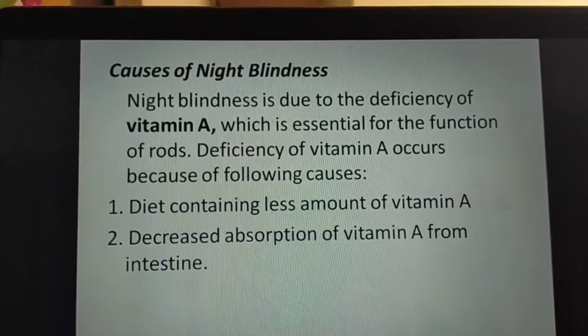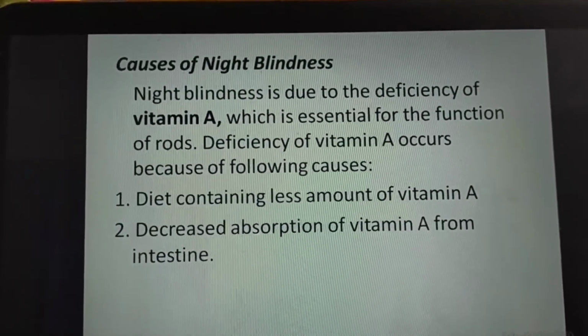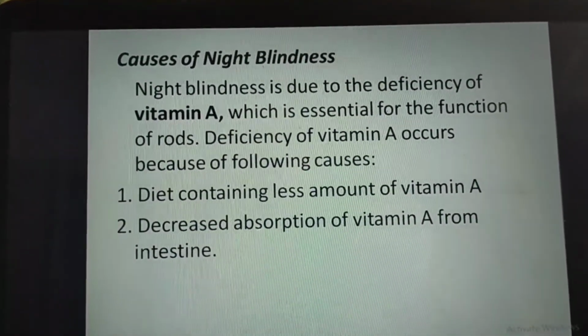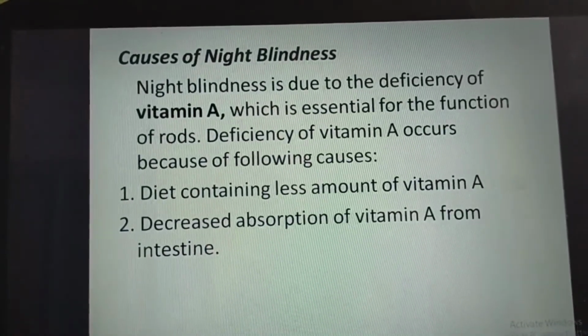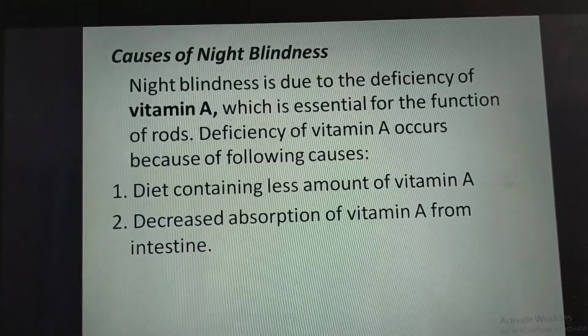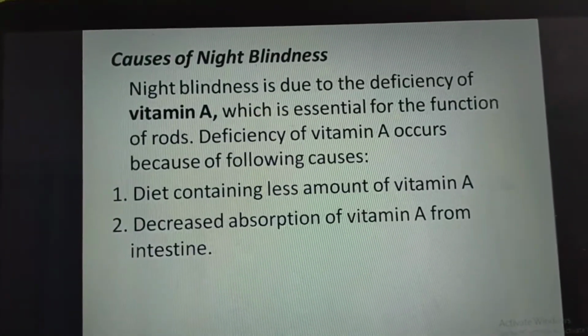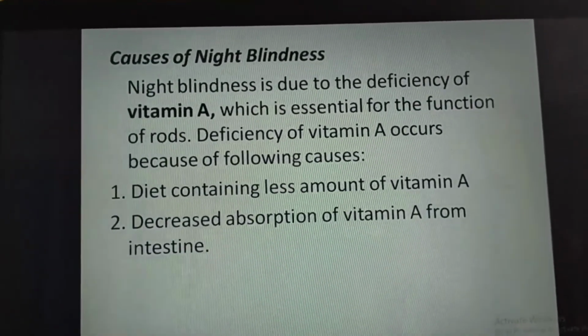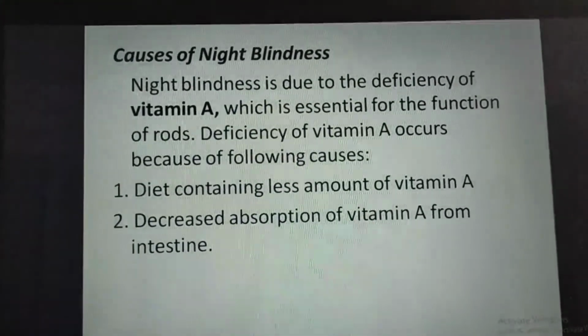Causes of night blindness. Night blindness is due to the deficiency of vitamin A, which is essential for the function of rods. Deficiency of vitamin A occurs because of the following causes. First, a diet containing less amount of vitamin A, and decreased absorption of vitamin A from intestine.